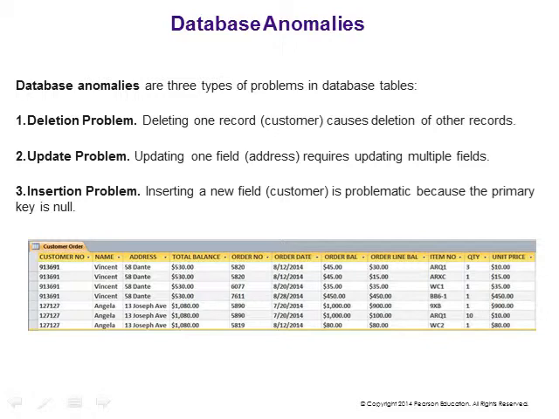And so when we talk about database anomalies, there are 3 types of problems in database tables. One is the deletion problem, where deleting one record, such as a customer, causes the deletion of other records. We have an update problem, where updating one record requires updating multiple fields. And then we have an insertion problem, where we insert a new record into the table. We have to resolve these database anomalies so that we don't get error messages or bad data coming out of our database.